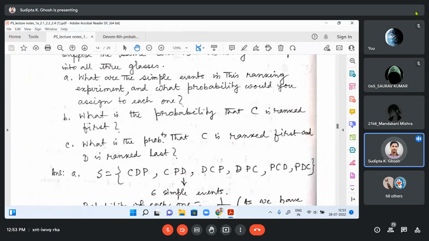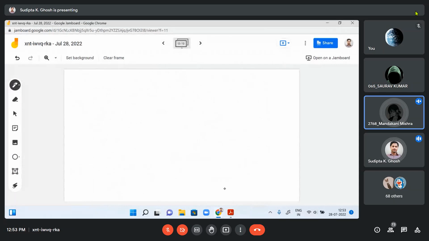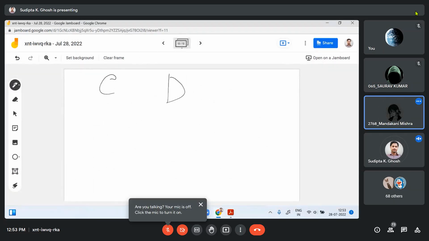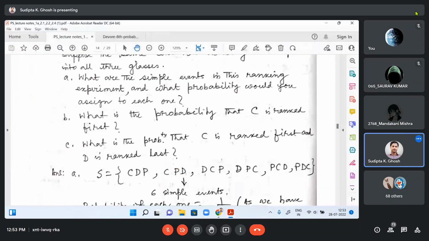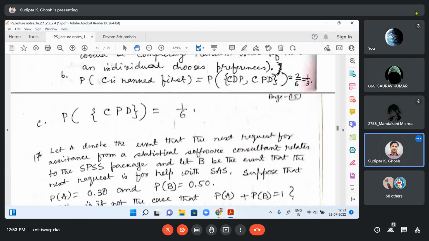And what about the last case? What is the probability that C is ranked first and D is ranked last? What is the case? Anyone? So C is first, D is last. So what is the middle? P. So what is the case? 1 by 6. Am I correct? Yes, sir.